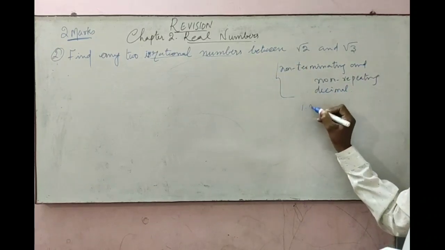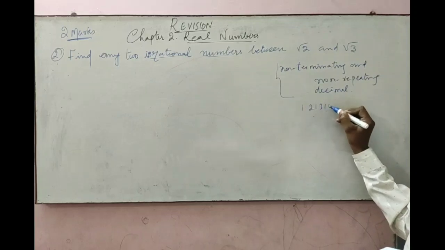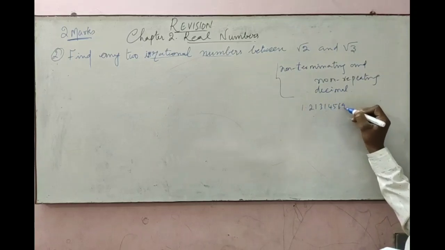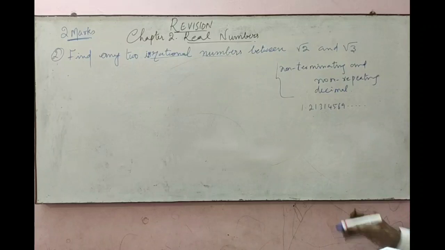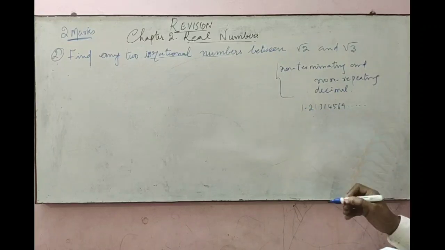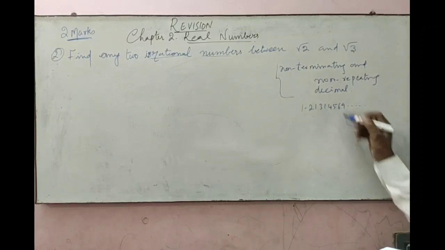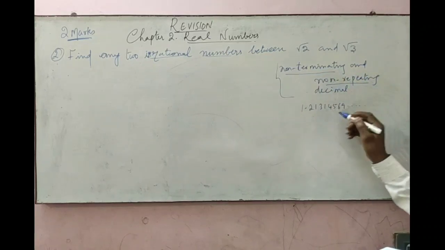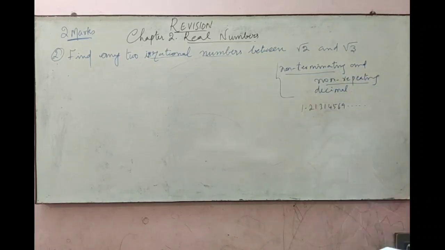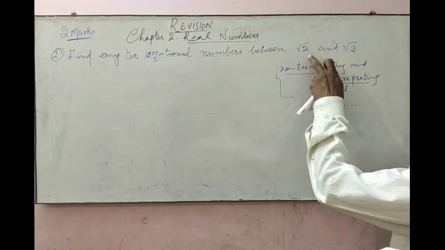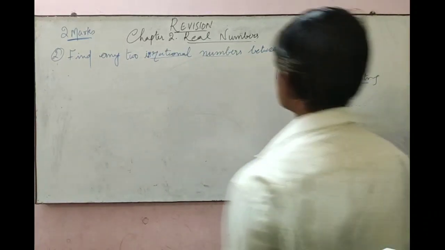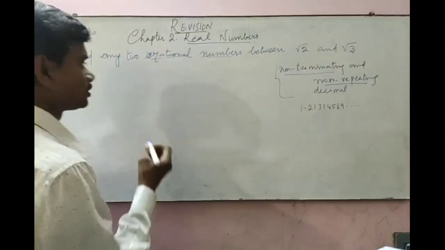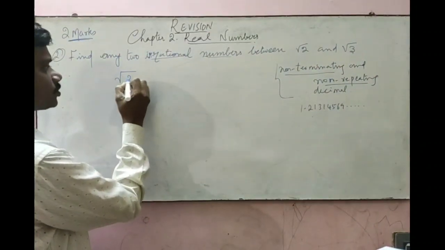For example, 1.21314569 and so on. If the decimal number is of the form non-terminating, that means without stopping and without repeating, such numbers are called irrational numbers. Here we are going to write the irrational numbers between root 2 and root 3. First we have to know the value of root 2.